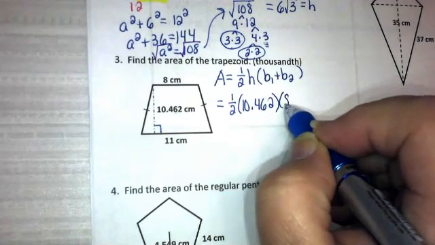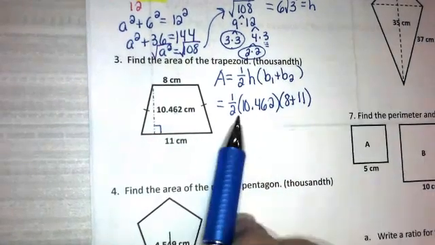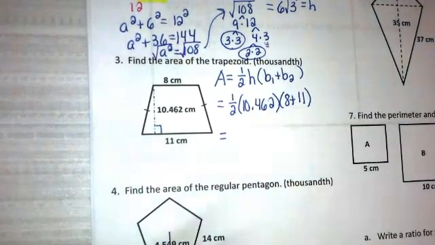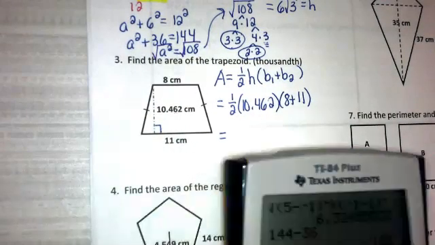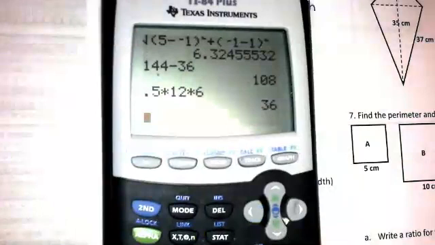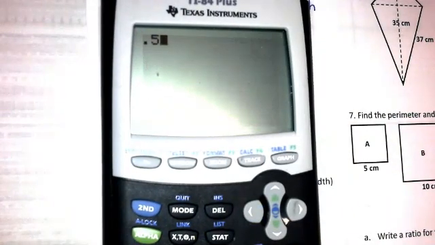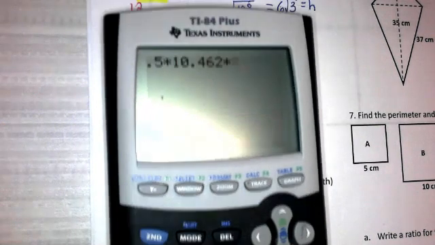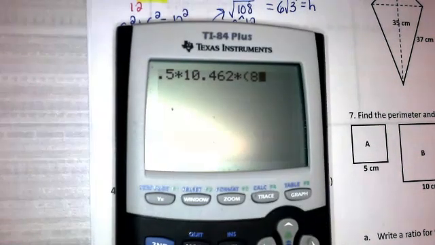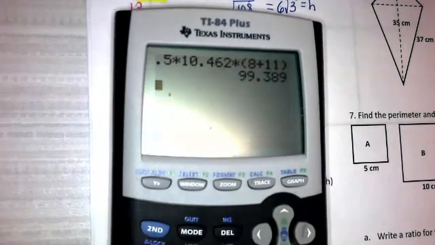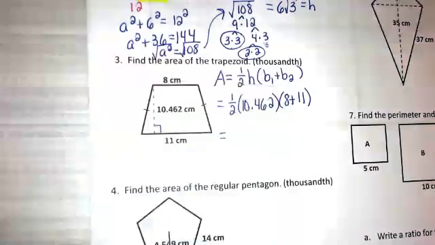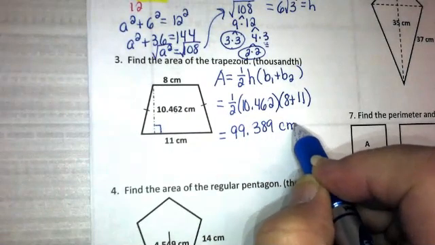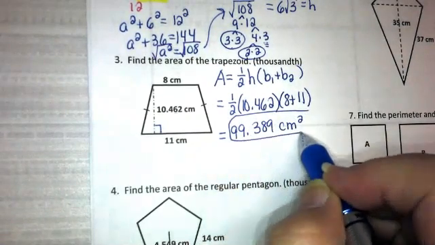10.462 times 8 plus 11. Please show this part of your work so we can see what numbers you plugged into your calculator. We don't know what you did in your calculator unless you tell us. So now I'm going to plug this in. Let's see. 0.5 times 10.462 times 8 plus 11. So it's 99.389 square centimeters is the area of my trapezoid.